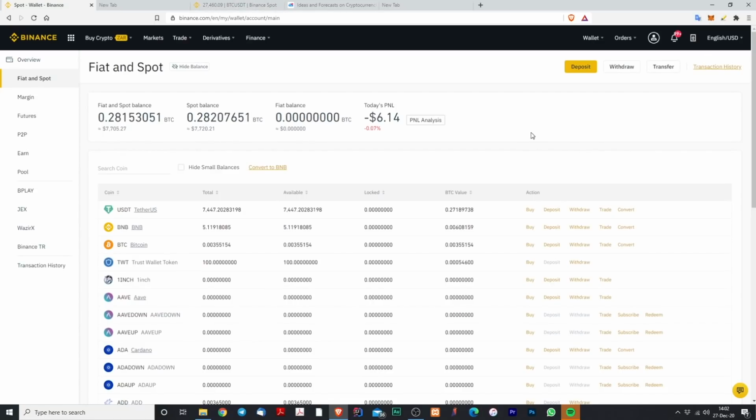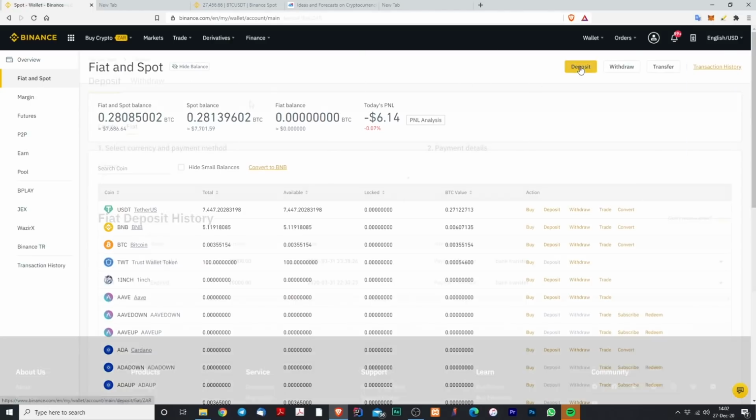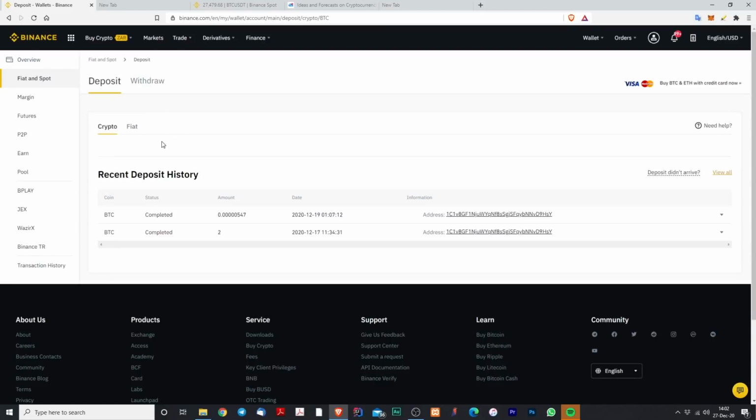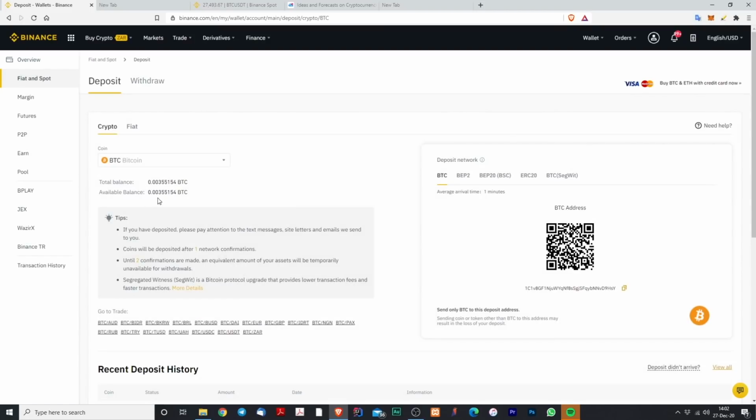Let's say you're not buying Bitcoin from Binance, you already have it. What you need to do is to deposit crypto or fiat over here on the deposit screen. On the fiat side, that's where you can deposit fiat. You can see my fiat deposit history showing up here. And if you're trying to deposit crypto, you can click crypto, and then it shows you a bunch of coins you can use to deposit.